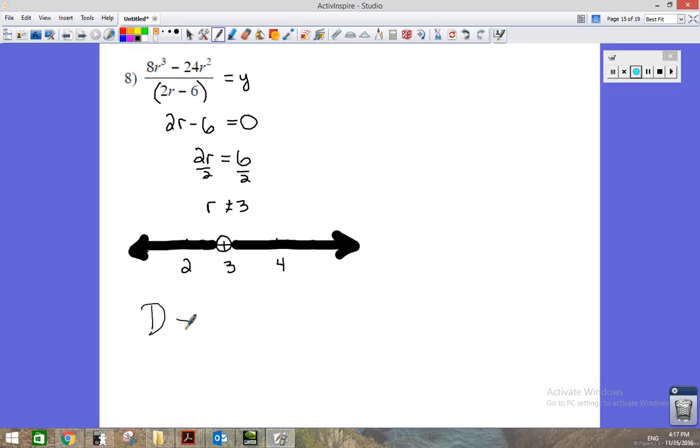So my domain, well, this left interval here is negative infinity to positive 3, excluding 3, or you're on this right interval, which is 3 to positive infinity. So there's my domain.